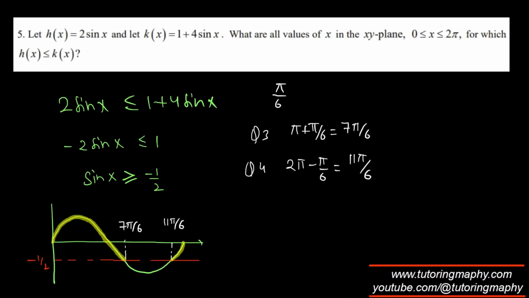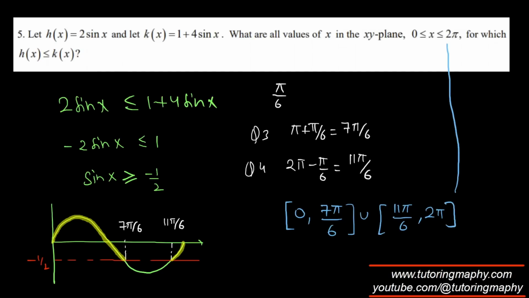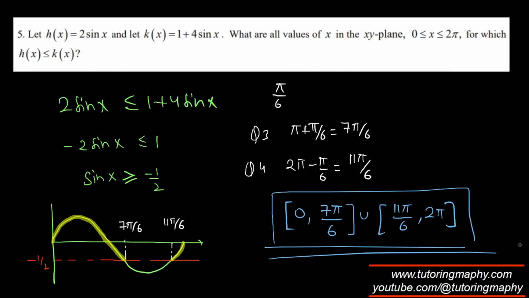So the answer is going to be, can I include 0? Yes, I can definitely include 0 because it is above the red one. 0 to 7 pi over 6. Can I include 7 pi over 6? Yes, because the equality sign is allowed here. It can be the red one as well, which is 7 pi over 6. So bracket, union, 11 pi over 6. And can I include 2 pi? Yes, because it is allowed over here, and obviously 2 pi is above the red one. So this is our final answer.